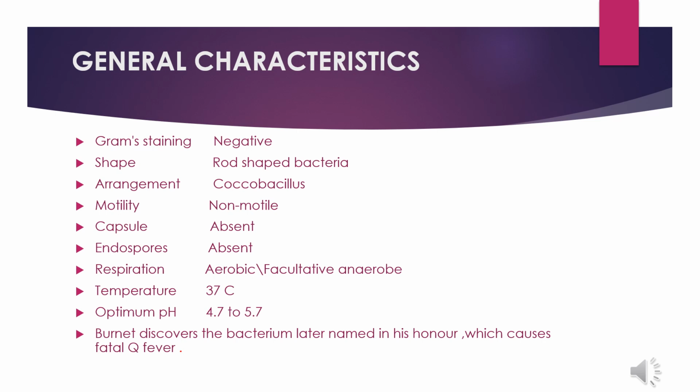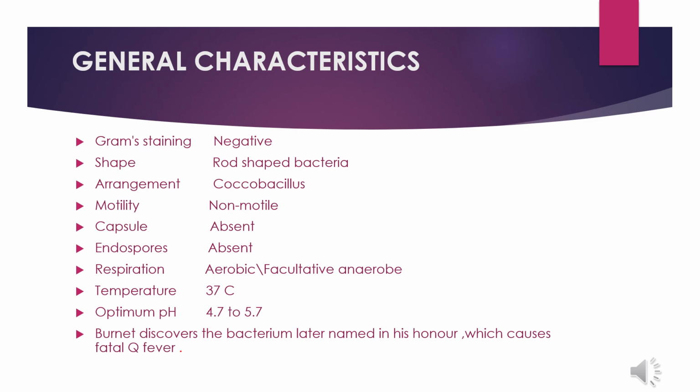In gram staining, it shows gram-negative rod-shaped bacteria. It is arranged in the form of coccobacillus. In motility, it is a non-motile bacterium. Capsule is absent. Endospores are also absent. Respiration: aerobic and facultative anaerobe.